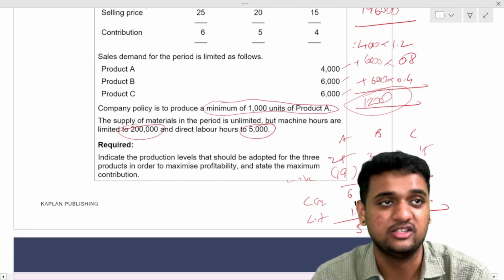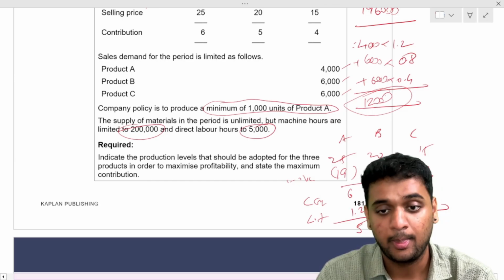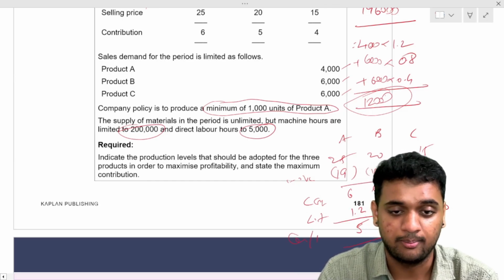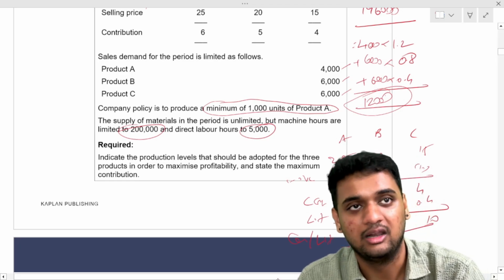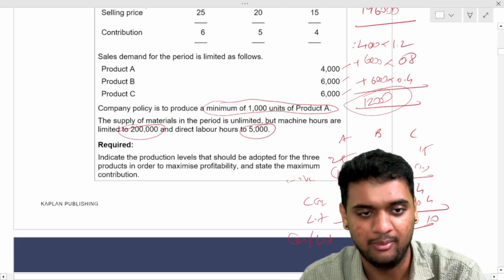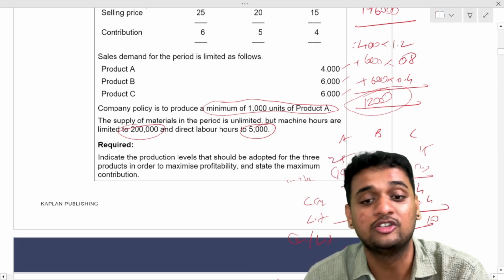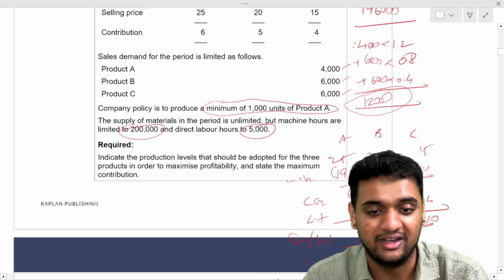6.25. 4 divided by 0.4, how much will you get? 10. So that is the contribution per labor hour. The limiting factor, or labor hour, both the same. The limiting factor is the labor hours. So which will you produce first? Next you have to write the rank.